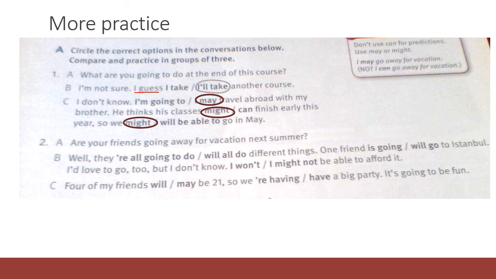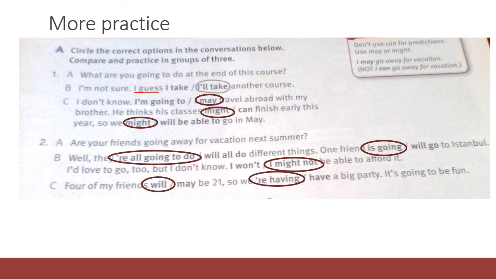Dialogue number 2. Are your friends going away for vacation next summer? Well, they are all going to do different things. One friend is going to Istanbul. I'd love to go too, but I don't know. I might not be able to afford it. Four of my friends will be 21, so we are having a big party. It's going to be fun.